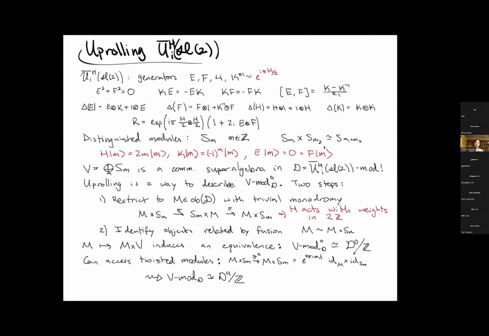This entire category of modules, V mod sub D, is realized as the category of modules D that we had for the quantum group, where we require that H acts semi-simply, and therefore also K will act semi-simply. And then we quotient by fusion with these M's. So we do a de-equivariantization again. So this uprolling procedure is a way of starting with some large unrolled quantum group, finding some distinguished super algebra object in its category of modules, and then describing the category of modules for this super algebra object in terms of the category we started with.